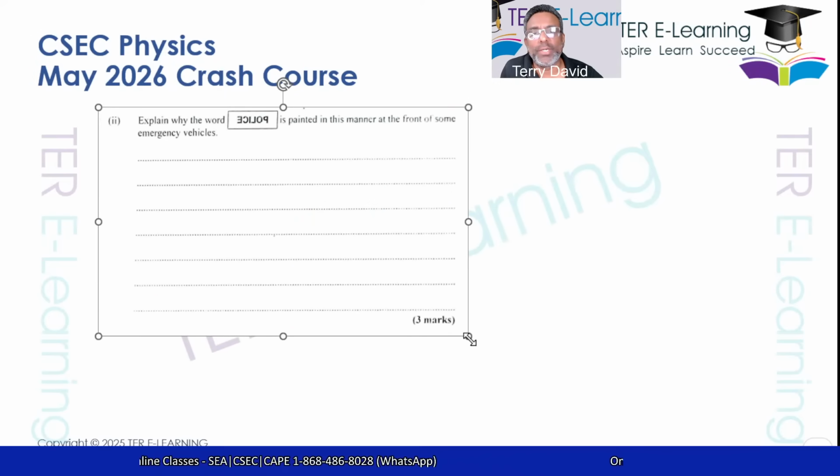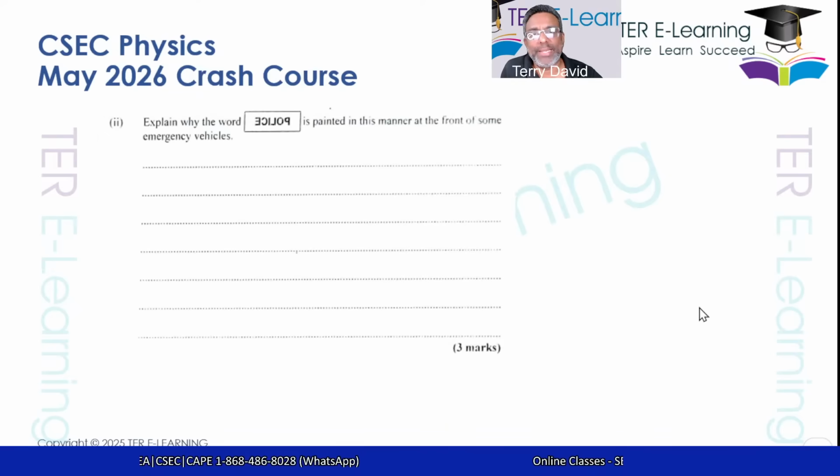Explain why the word police is painted in this manner at the front of some emergency vehicles. So first of all, let's say you're in a car here, and you have a side mirror sticking out on the side here. And this is your car. It's a top view of the car, right?